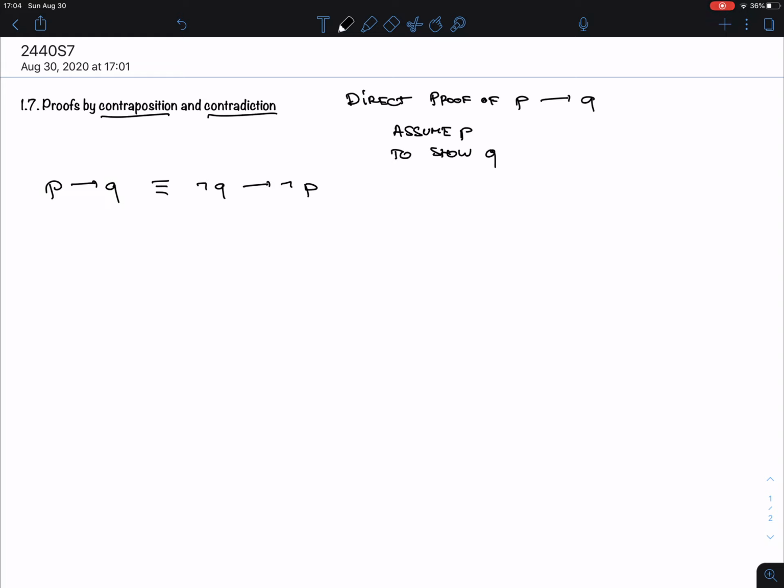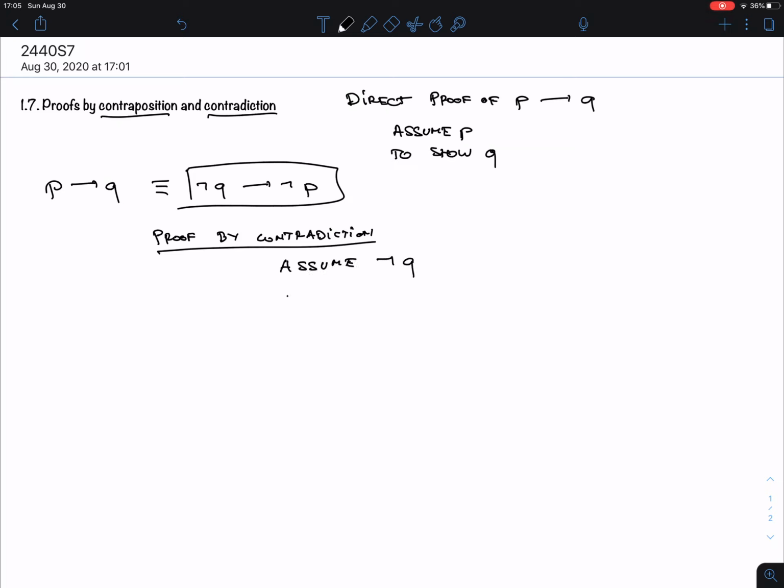So what we then do is a proof by contraposition. How does that work? In some sense, it's the same as a direct proof, except that you now do the direct proof on this implication. So you assume not Q to show not P.